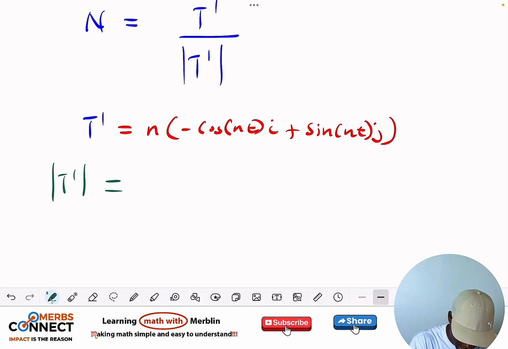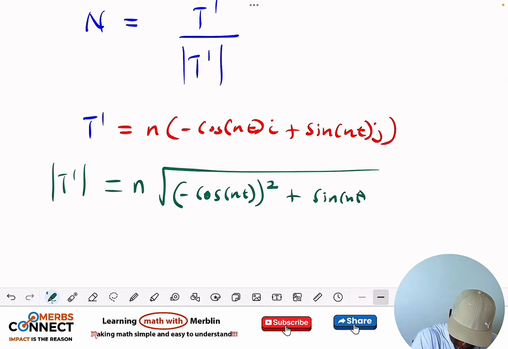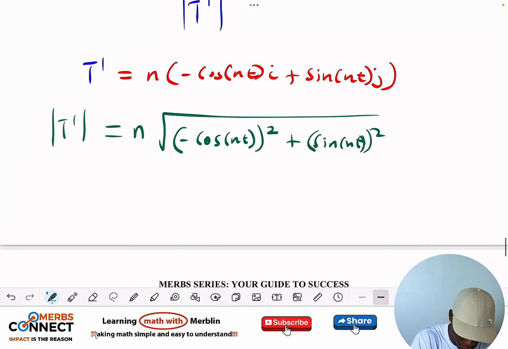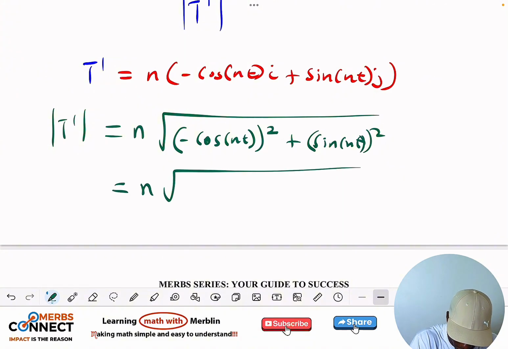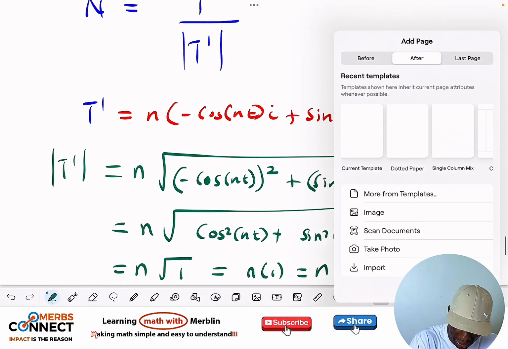So let's go. This is a constant, so I can still have it here, and now find the magnitude of this. So minus, I think we've done something like this before. This squared, all squared, plus sine of nt all squared. So this is basically going to give us 1. So n times the square root of cos squared nt plus sine squared nt, and this is going to give us the square root of 1, which is equal to n times 1, and this is n.